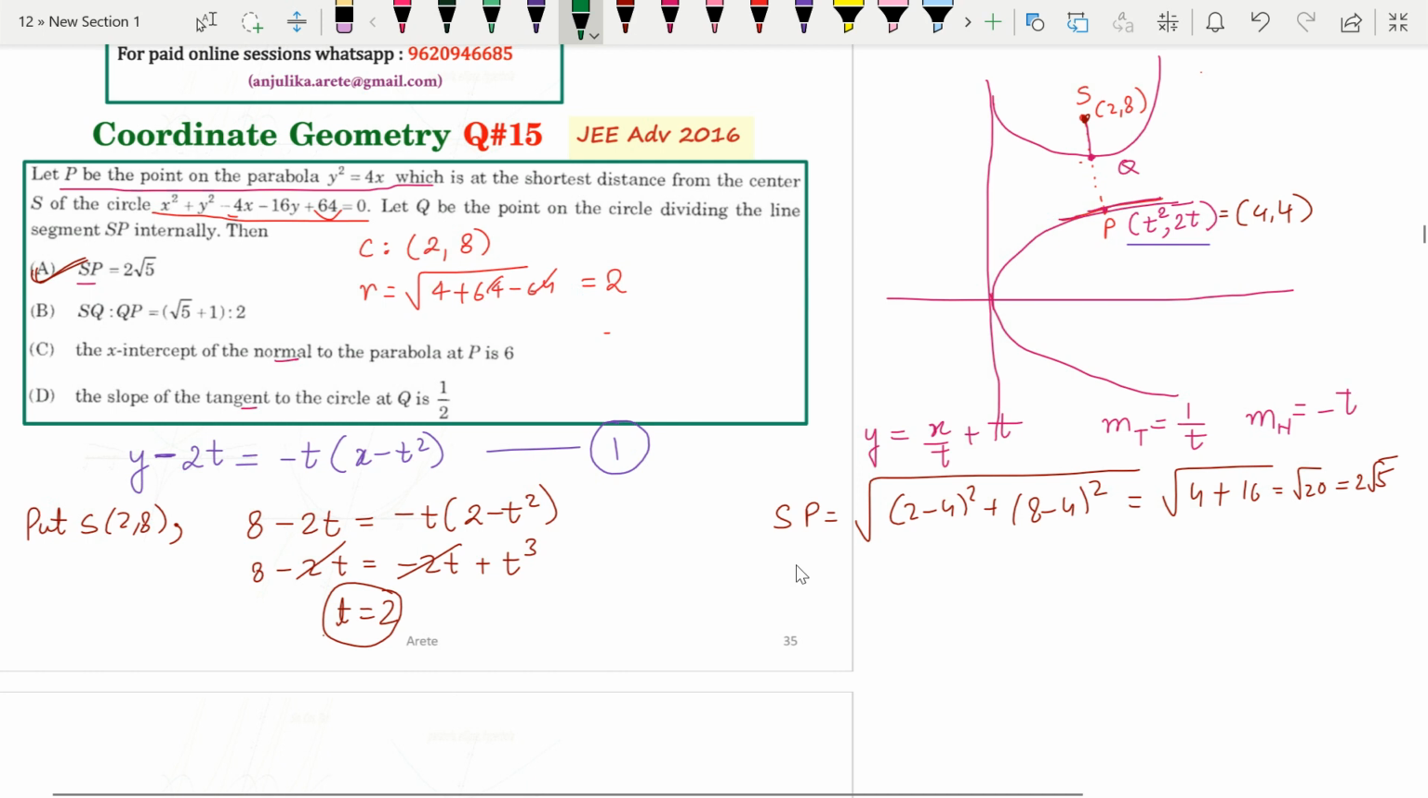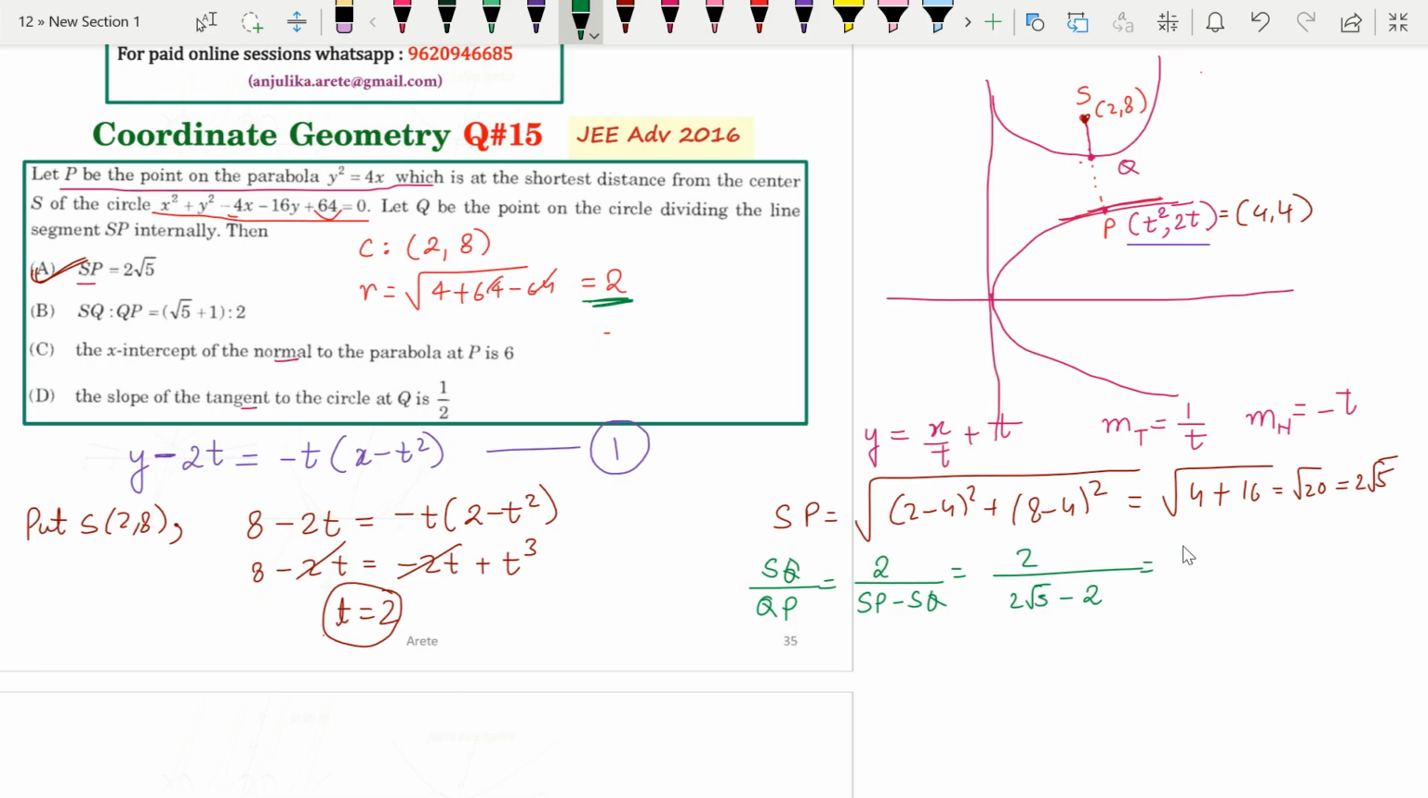Now let's look at the other one. They are looking for the ratio SQ to QP. So can you tell me how much is SQ? That's the radius, right? Radius of the circle, which we figured out is 2. How much is QP? QP you can always write as SP minus SQ. How much was SP? Just now we figured out that's 2 root 5. SQ is again the radius, so 2. So we end up getting root 5 minus 1.